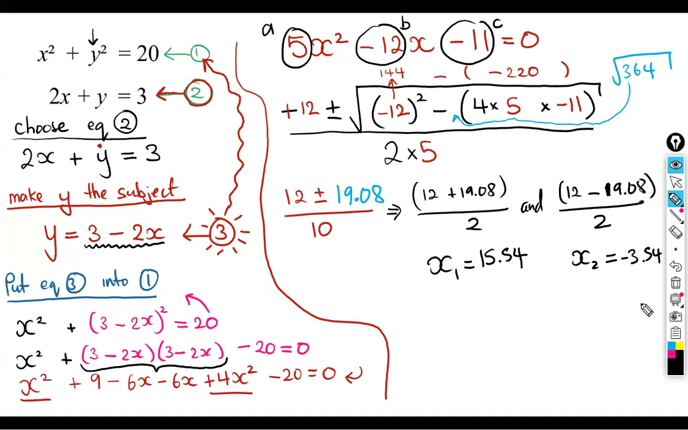Oh, sorry, guys. I made a mistake. Two people told me I'm supposed to divide by 10. 2 by 5 is 10. My mistake. Thank you for telling me. 12 plus 19.08 divided by 10 is 3.11 if you round off properly to 2 decimal places. And 12 minus 19.08 divided by 10 is minus 0.71. Looks about correct now, guys, if you round off properly to 2 decimal places.